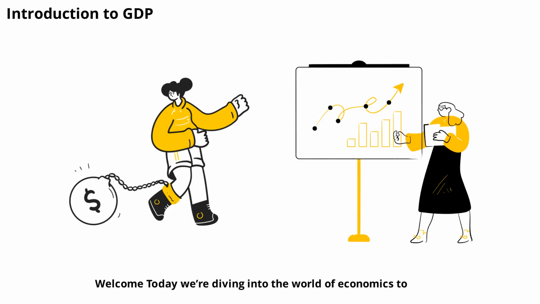Welcome. Today we're diving into the world of economics to explore the difference between real GDP and nominal GDP. GDP, or gross domestic product, is one of the most important indicators used to gauge the health of a country's economy. But did you know there are actually two main ways to measure it? Understanding the distinction between real and nominal GDP is crucial for interpreting economic data accurately.